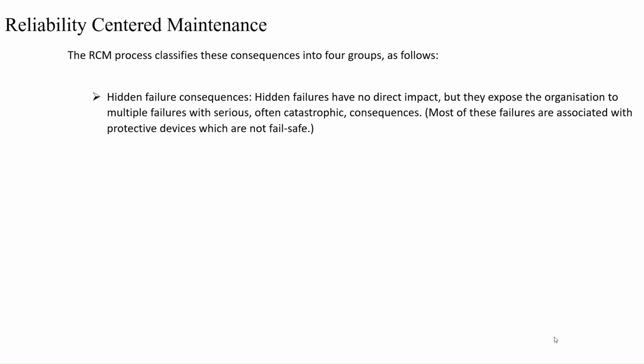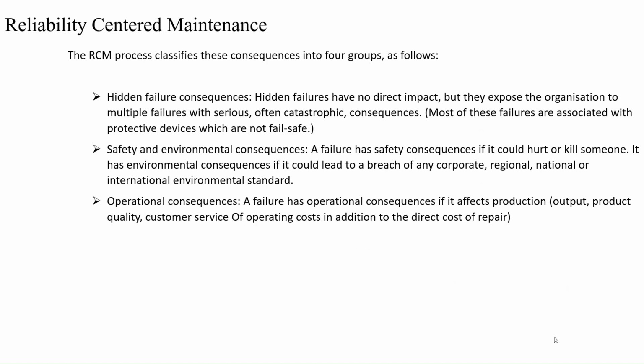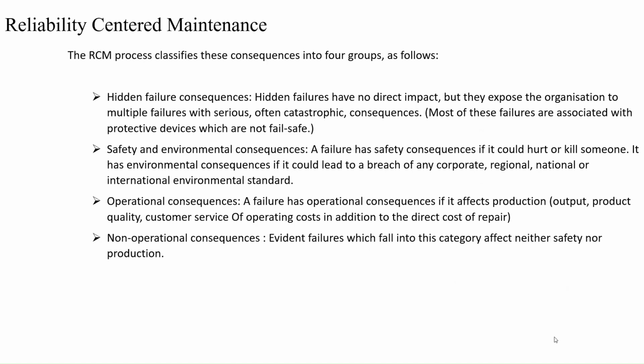The RCM process classifies these consequences into 4 groups as follows. Hidden failure consequences. Hidden failures have no direct impact, but they expose the organization to multiple failures with serious, often catastrophic, consequences. Most of these failures are associated with protective devices which are not fail-safe. Safety and environmental consequences. A failure has safety consequences if it could hurt or kill someone. It has environmental consequences if it could lead to a breach of any corporate, regional, national, or international environmental standard.